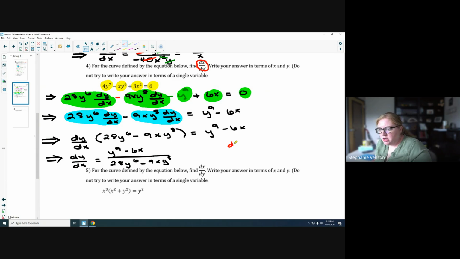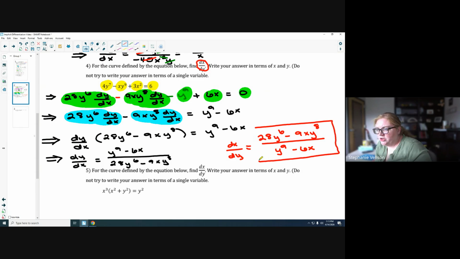Okay, so dx dy is equal to 28y to the 6th minus 9xy to the 8th over y to the 9th minus 6x. All you have to do is flip it. Okay, so there's example 4.